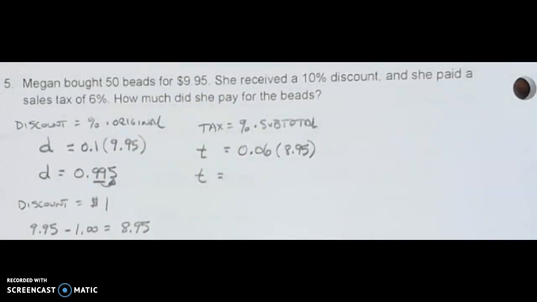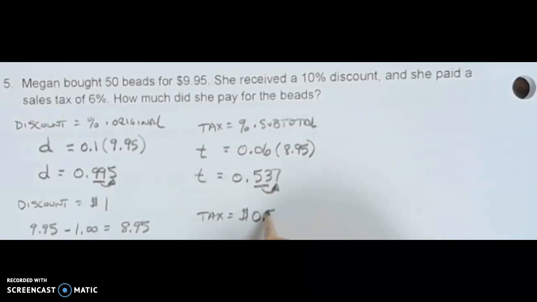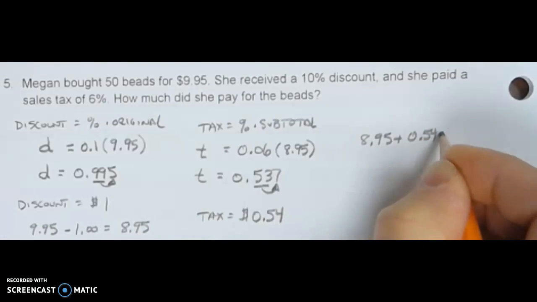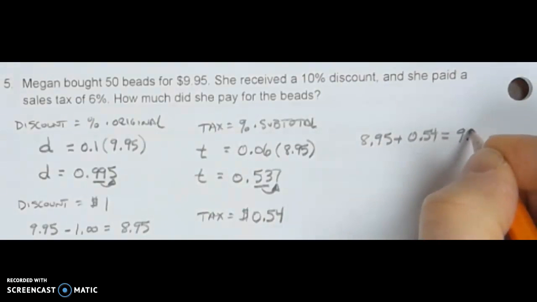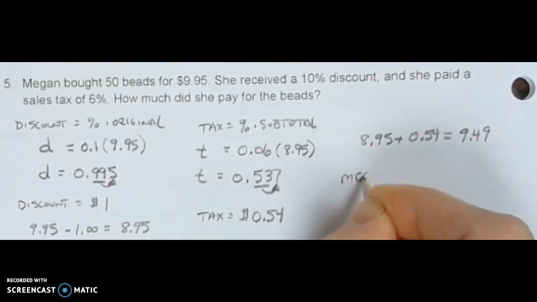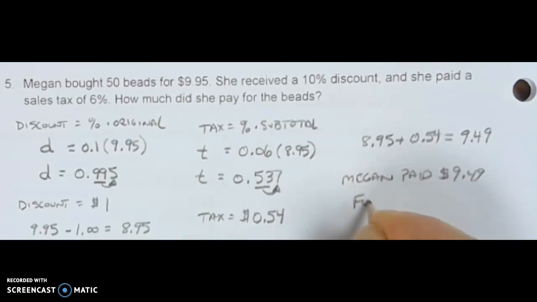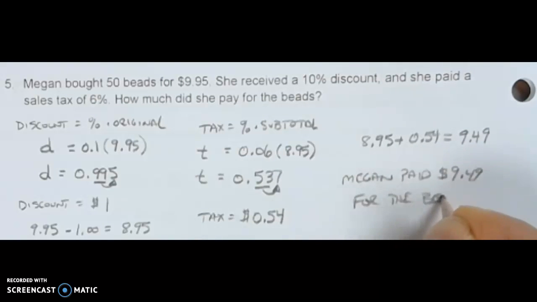So when you go ahead and multiply those two numbers together, you get the decimal 537 thousandths. But again, tax is money, so we have to go to the hundredths place. Okay, and 53 hundredths, but that 7 moves us up to 54 hundredths, meaning the tax is 54 cents. Tax always gets added to your subtotal. The subtotal was $8.95. Add the tax of 54 cents, and you're going to get a total of 9 and 49 hundredths, which means that Megan paid $9.49 for the beads.